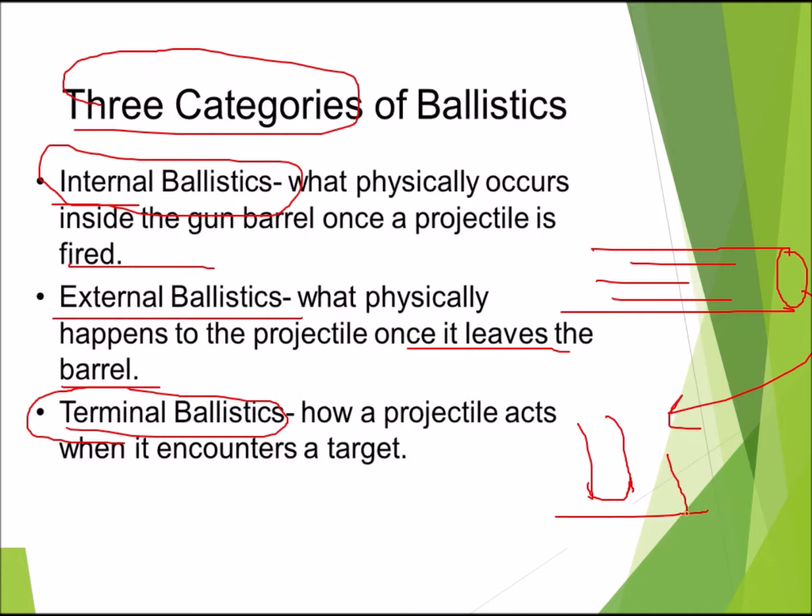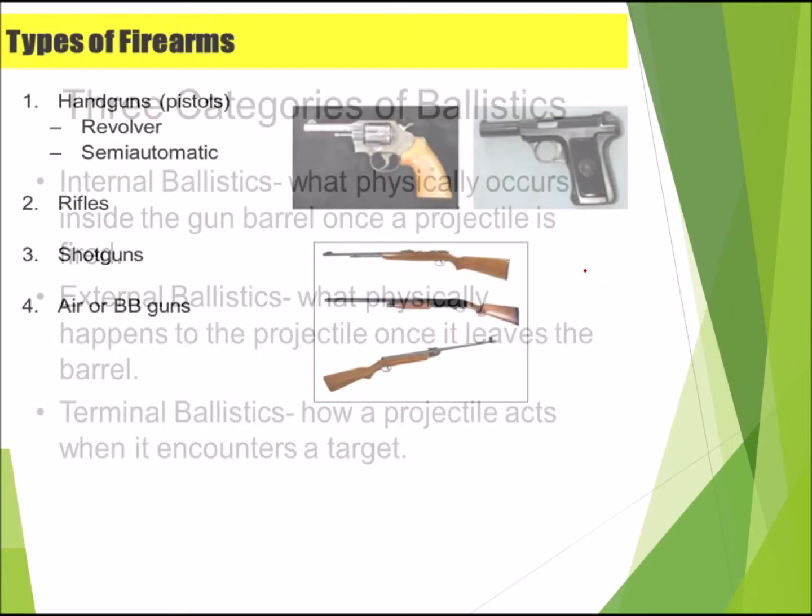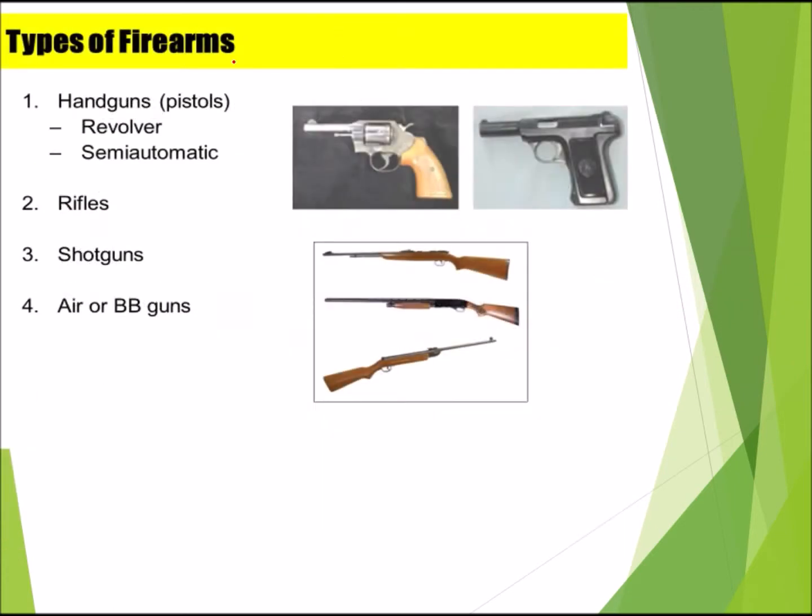Now terminal ballistics: how a projectile acts when it encounters a target. So this is the action of the projectile after encountering the target. If the target is a living being, a human being or an animal, then this is called wound ballistics. So terminal ballistics can be called wound ballistics if the target is a living organism. These are the three categories of ballistics. Now there are different types of firearms: handguns, revolvers, or semi-automatics, then rifles, shotguns, and air and BB guns.